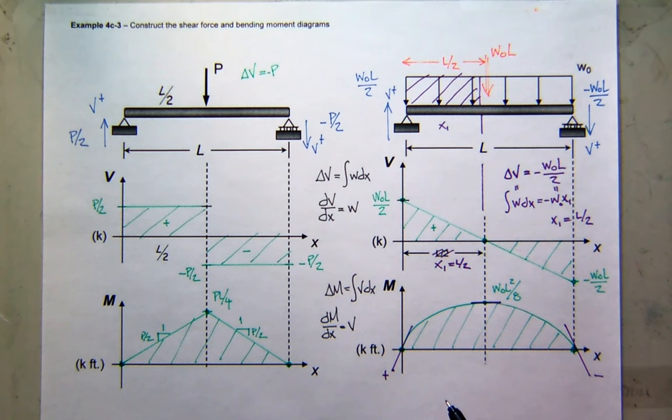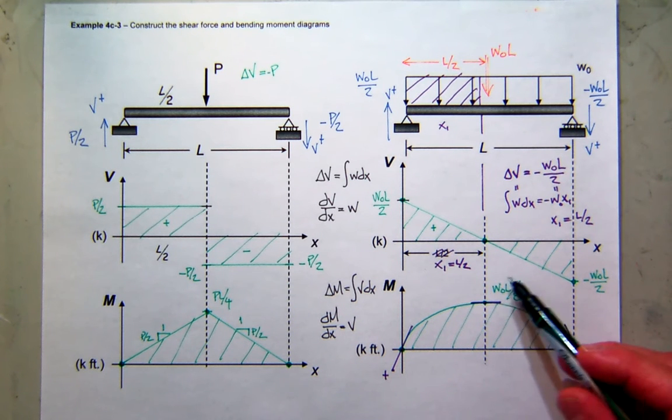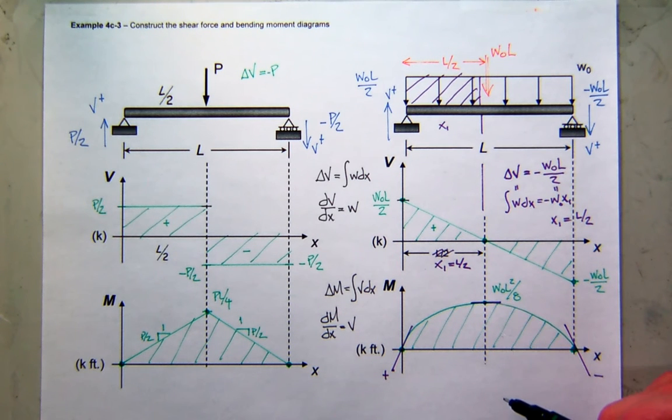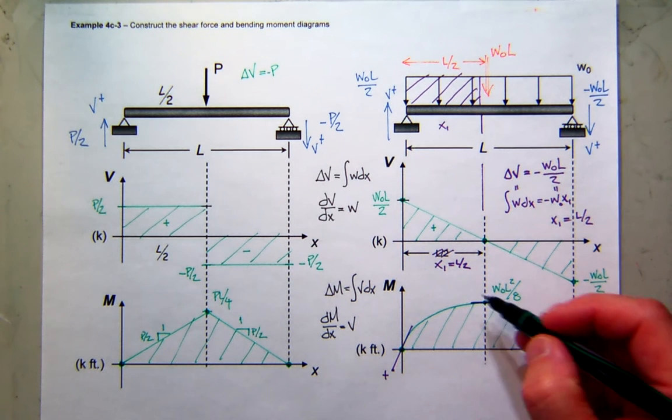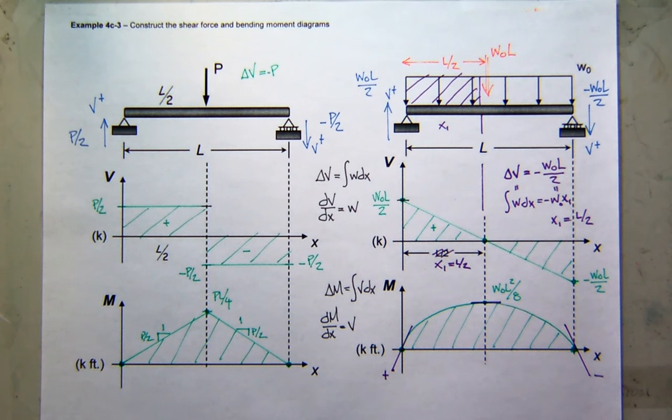So, what's the value of the maximum moment under a uniform load? It's W naught L squared over 8. Where does it occur? Right in the middle. In a normal problem, you would know what W naught was. You would know the length, so this would be an easy actual numerical value.